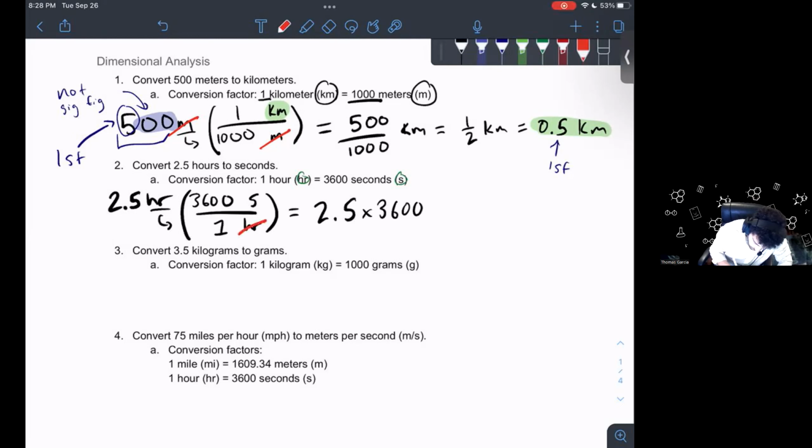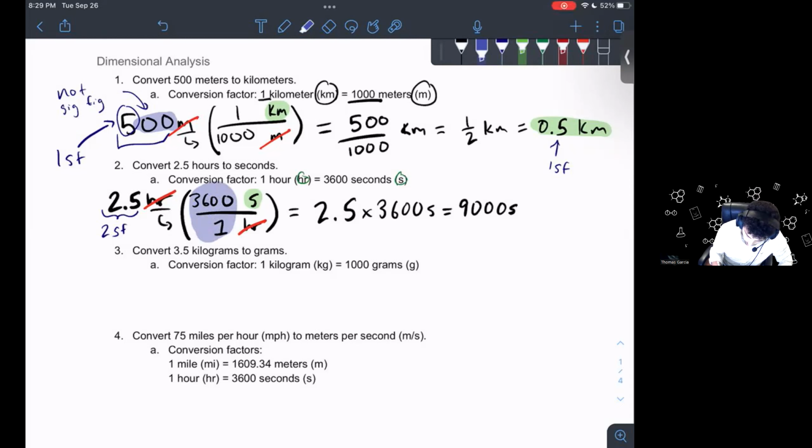Let's cross out our units so we don't forget. Seconds is on top, so seconds will remain. We put this in our calculator and get 9,000 seconds. Now, this one's a little tricky when we talk about sig figs. If we look at our first number, we have 2 sig figs. In the middle here, this is exact, so it counts as infinite sig figs, or we just don't take it into account in our equation.